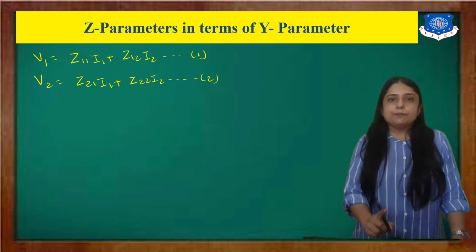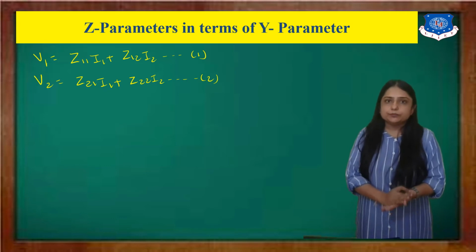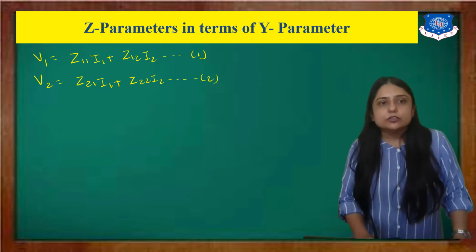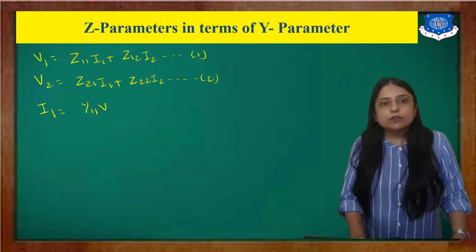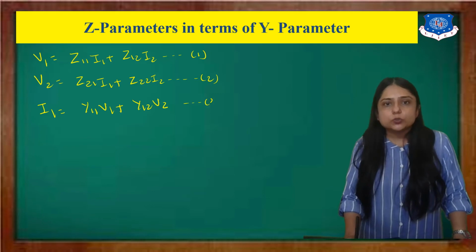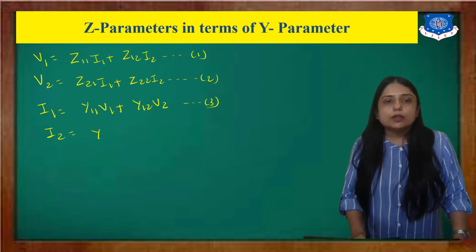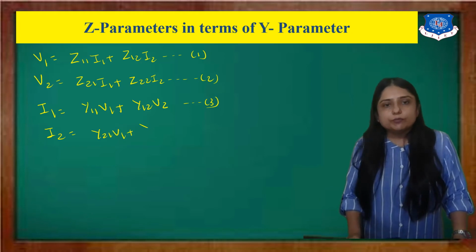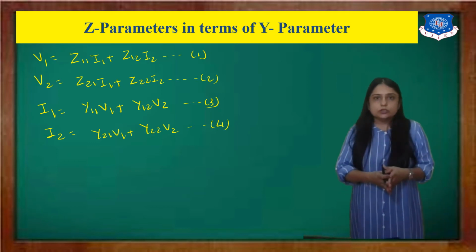See here, first the z parameter is written, so we have to write down the equation of the z parameter. Now next the y is written, so just write down the equation of the y parameter. Y11 into V1 plus Y12 into V2, this is 3. Then I2 equal to Y21 into V1 plus Y22 into V2. This is 4.